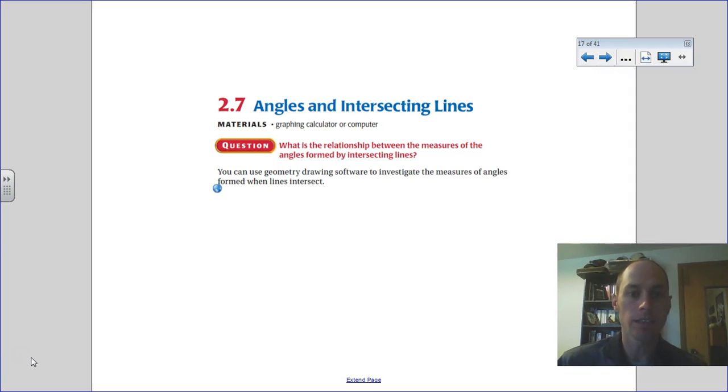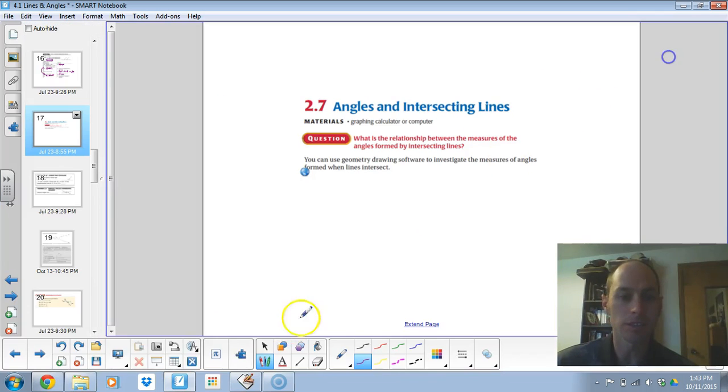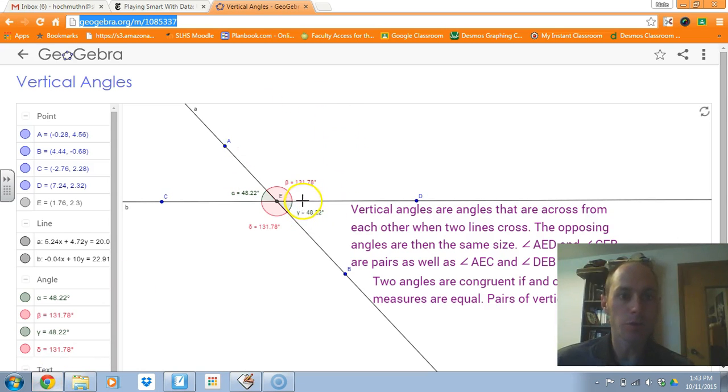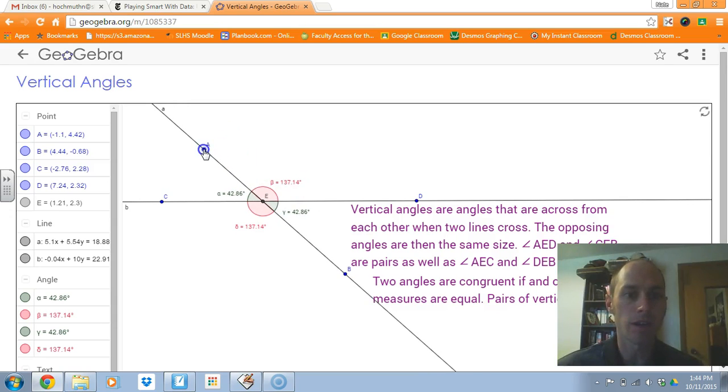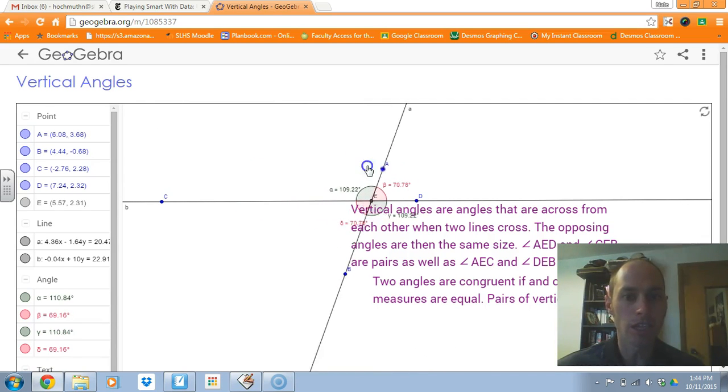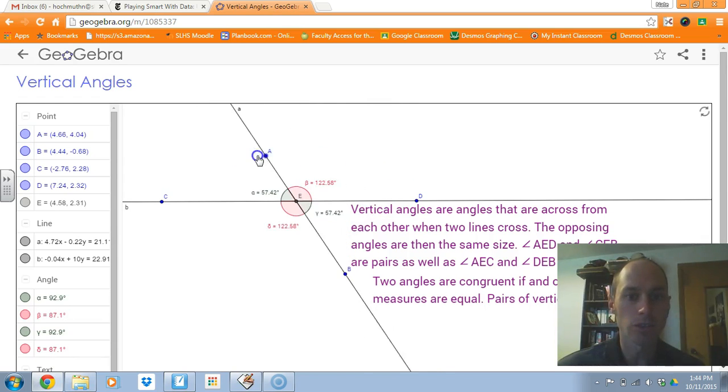All right, so now let's take a look at GeoGebra and investigate what's true with the angles when we have intersecting lines. So in GeoGebra, we've got the measures of the angles. We have two intersecting lines, line AB and line CD, and they intersect at point E. Notice angle AEC and angle DEB are what we'd call vertical angles. Notice the measures of their angles are congruent. We'd also say AED and CEB are also vertical. Notice their measures of the angles are congruent as well. And if I change the angles, notice that remains true as well.